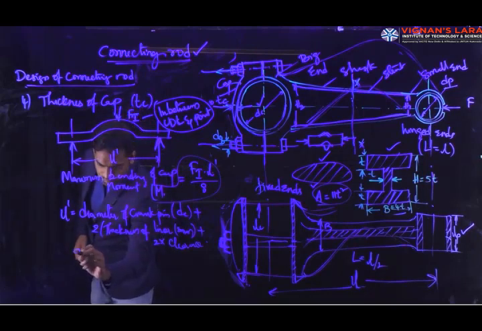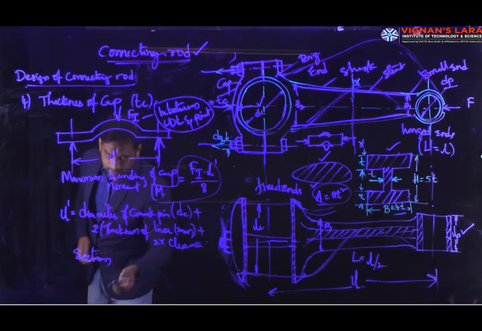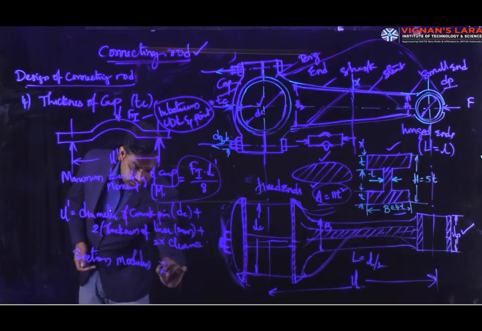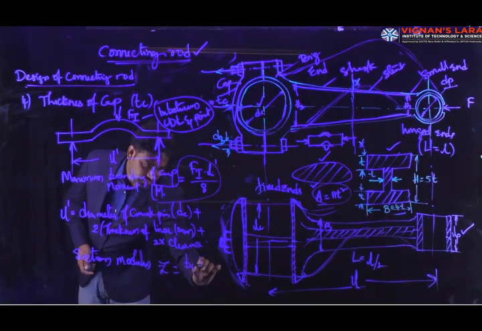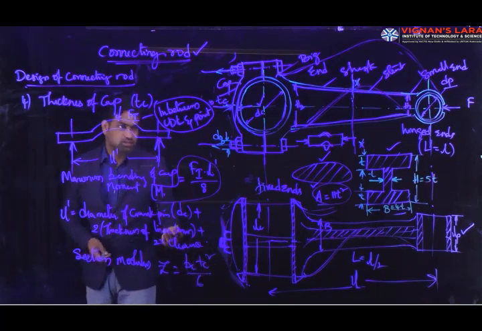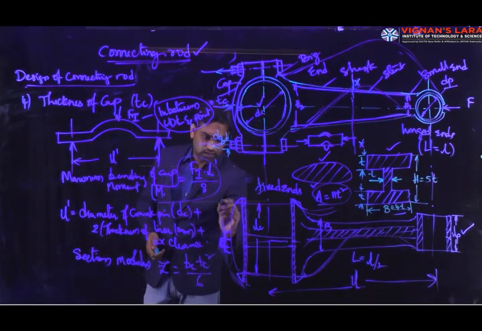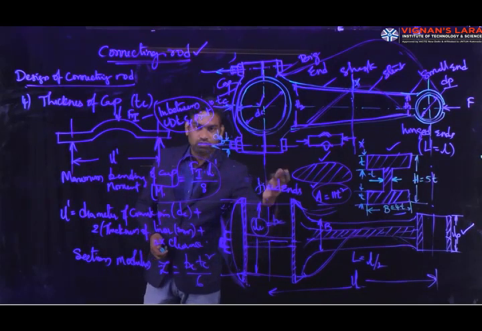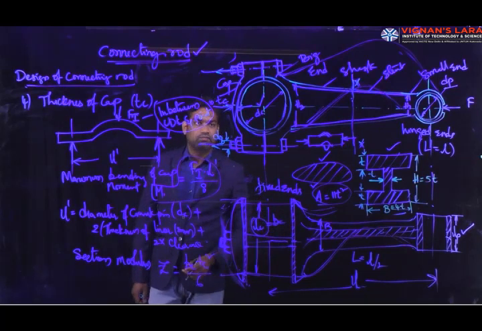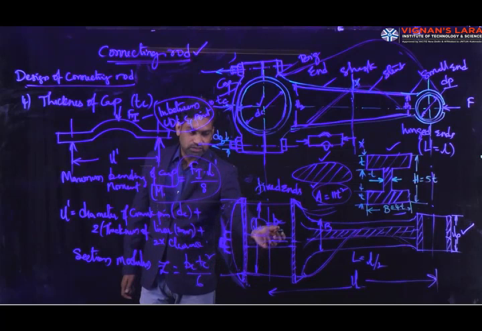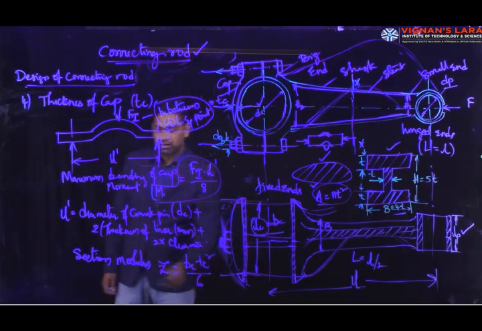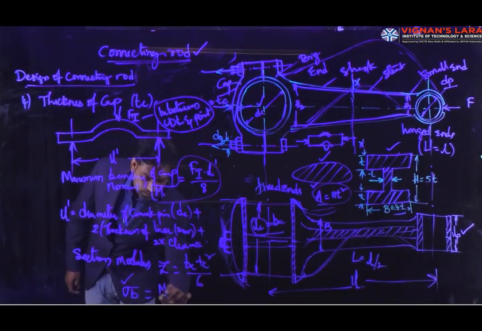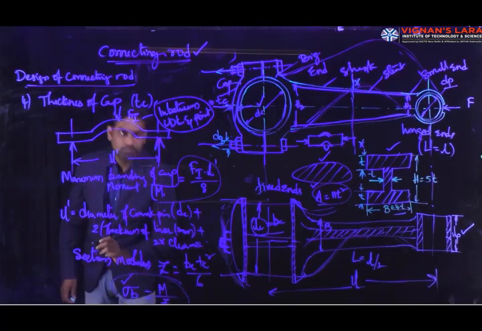Similarly, for the section modulus, considering the cap as a rectangular plate, Z is given by BC into TC square by 6, where BC is the width of the cap, which should be equated to LC. So the width of the cap is equal to the length of the crank pin, and TC is what you need to calculate. Using the allowable bending stress, sigma B is given by M by Z. From this equation you can calculate the thickness of the cap.